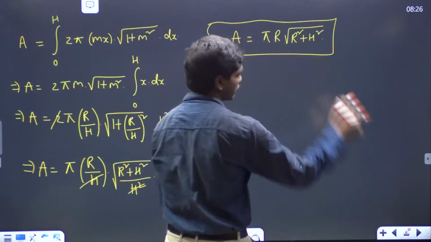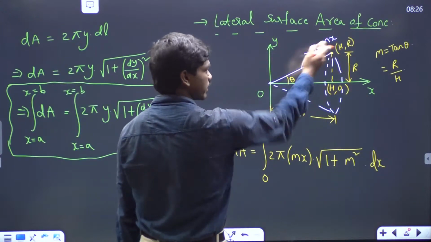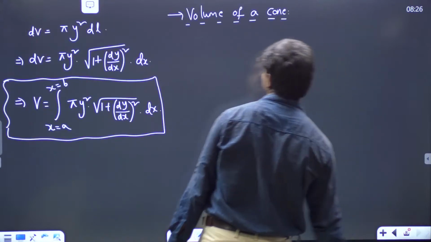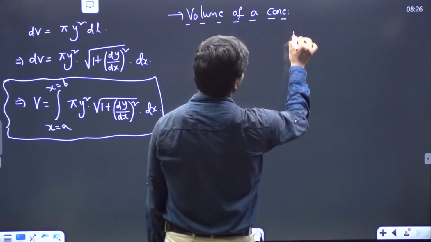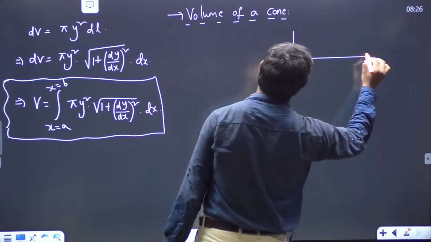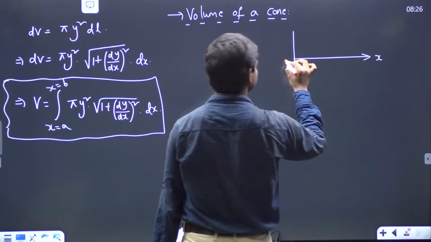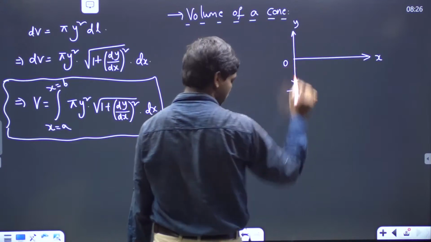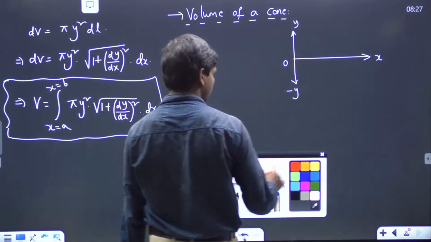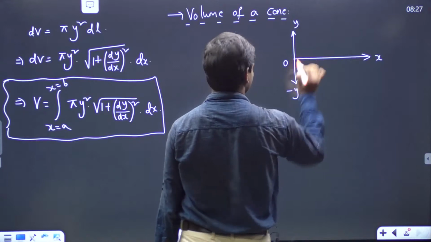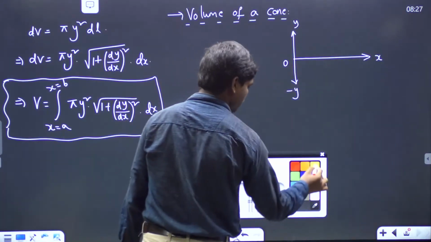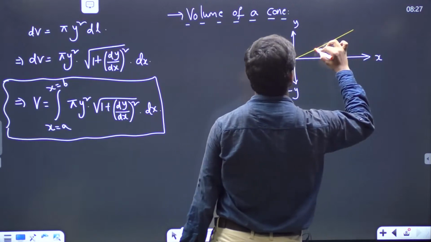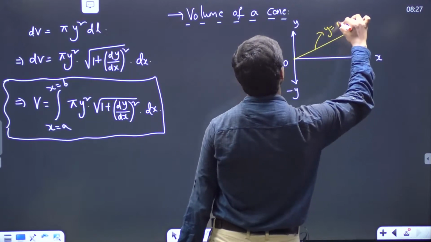Basically by revolving the curve y is equal to mx above the x-axis. Let us follow the same analysis again. Let us draw the diagram. So if you try to draw the diagram, this is the x-axis, this is the origin, y and minus y. Now let this be the curve y is equal to mx, a straight line basically.